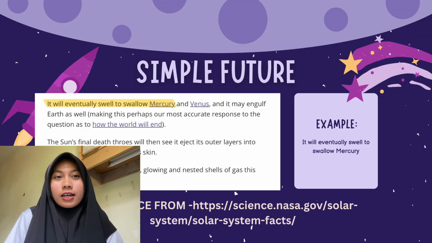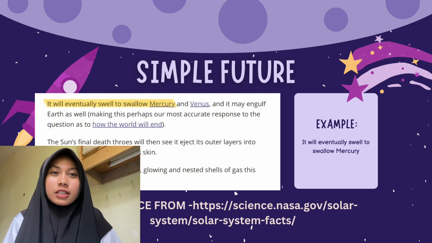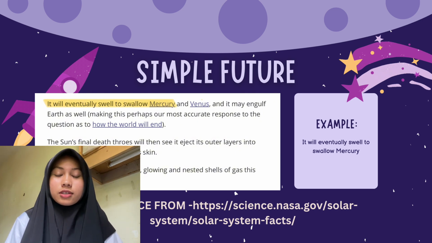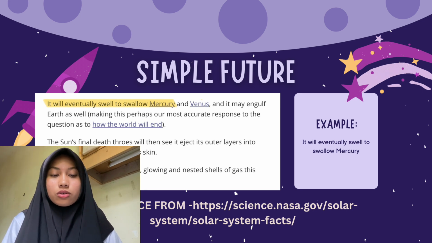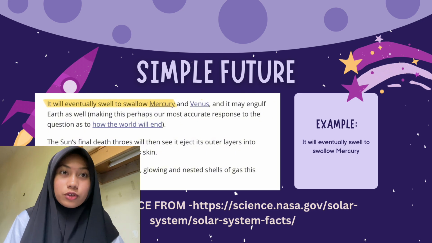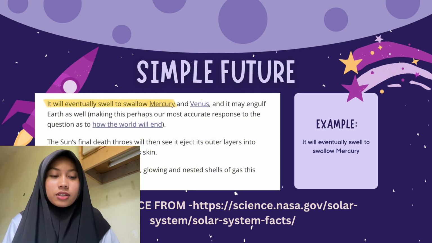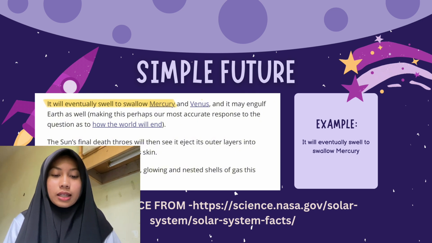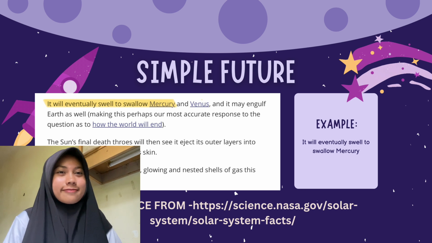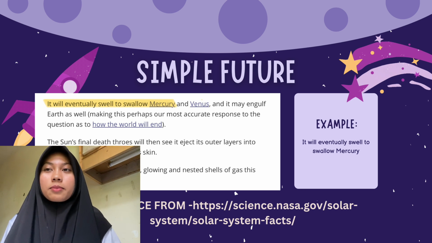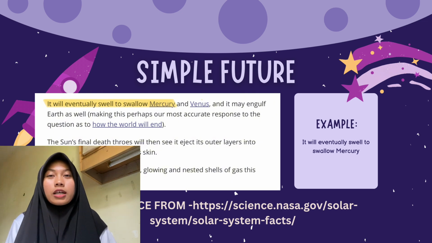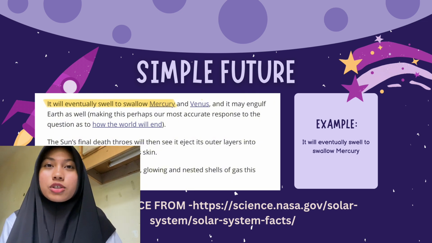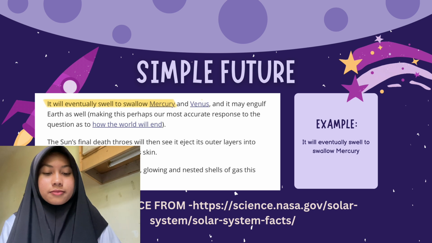Hello everyone. I will continue this presentation by explaining simple future and future continuous. Let's get started with simple future. Simple future is an action or state that begins and ends in the future. This event has not happened yet but will happen sometime in the future. So let's look at the example I found in an article: it will eventually swell to swallow Mercury.